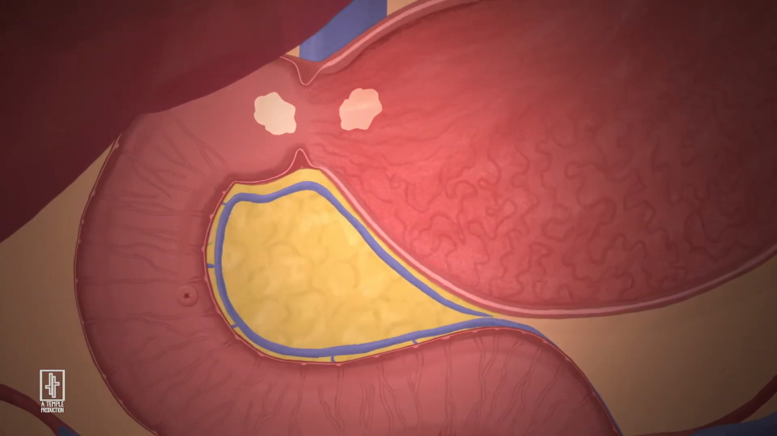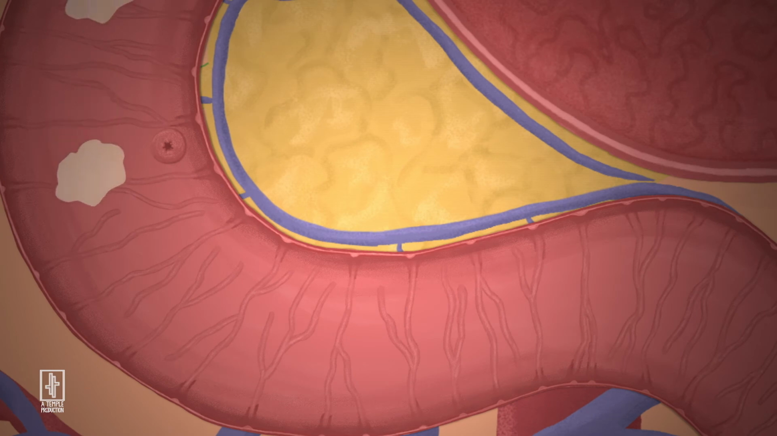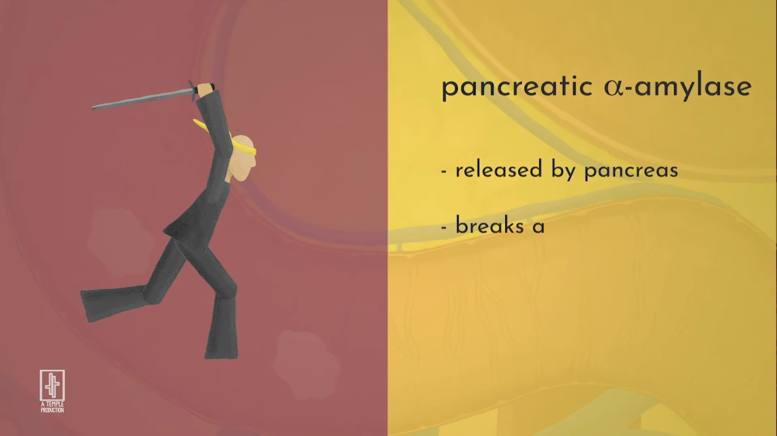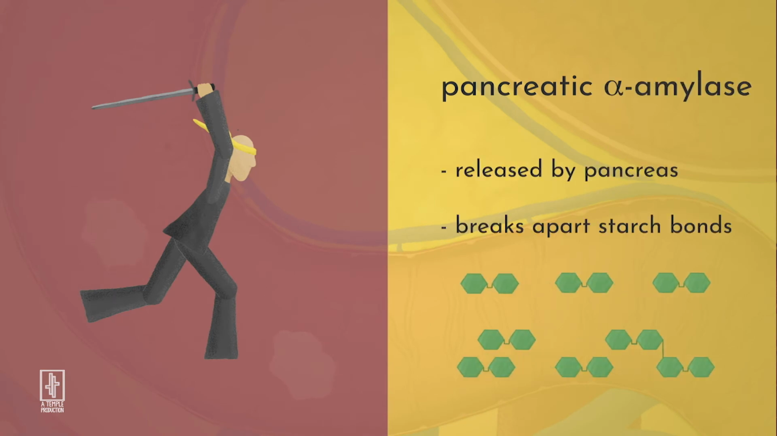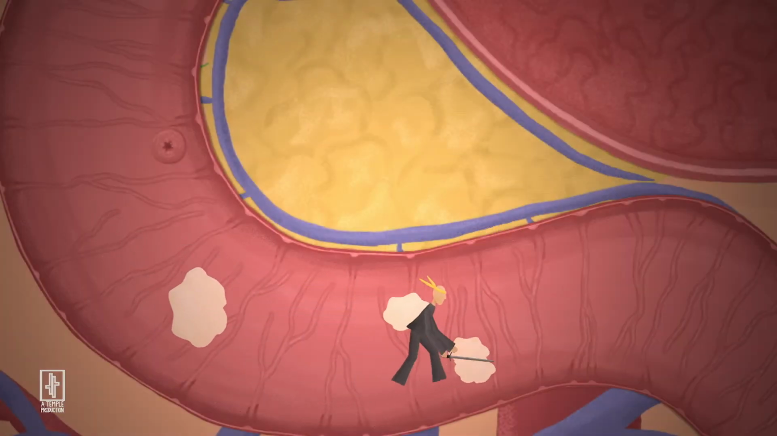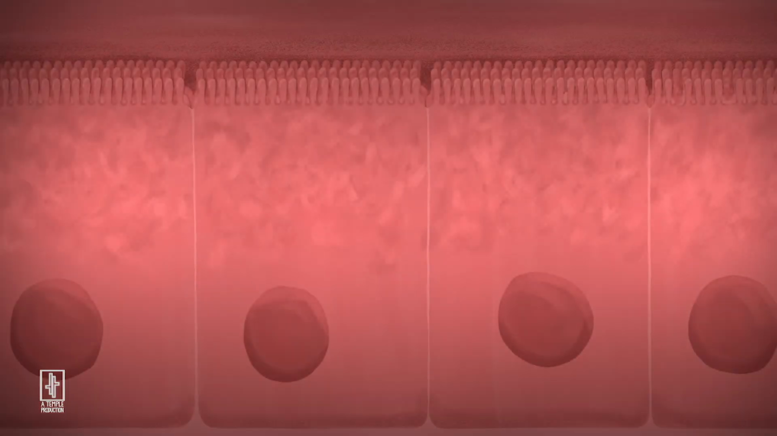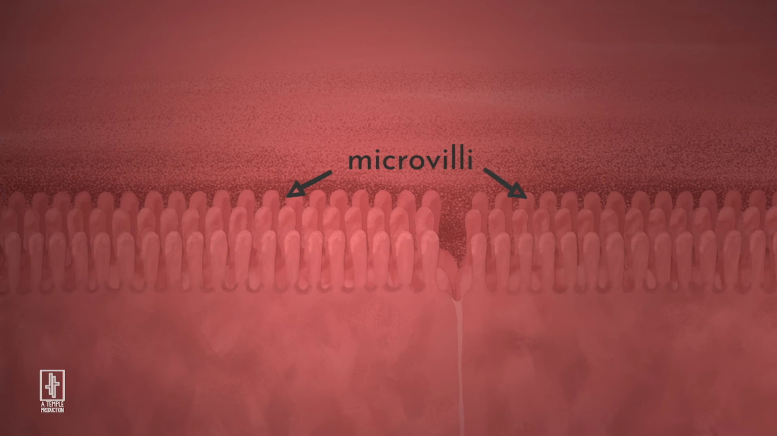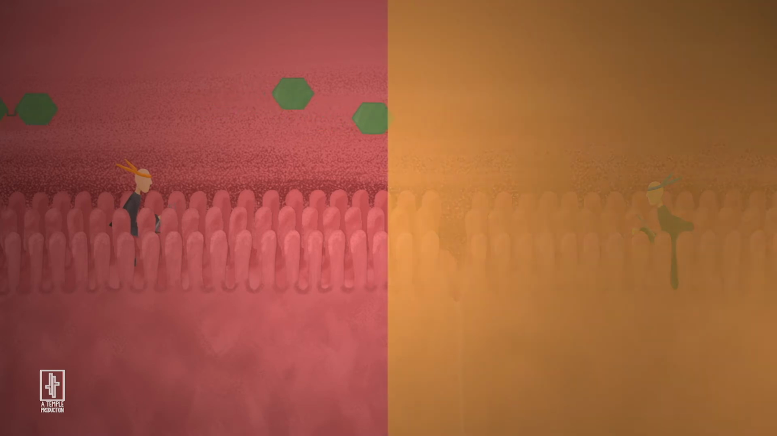From the stomach, food moves into the small intestine. Here, starch digestion resumes when the pancreas releases pancreatic alpha amylase, another samurai trained to break starch bonds. Further digestion continues here. The wall of your small intestine is made up of finger-like projections called villi. These villi are covered with absorptive cells called enterocytes, which are covered in smaller finger-like projections called microvilli. The enzymes that break down the remainder of the carbohydrate molecules are found here.